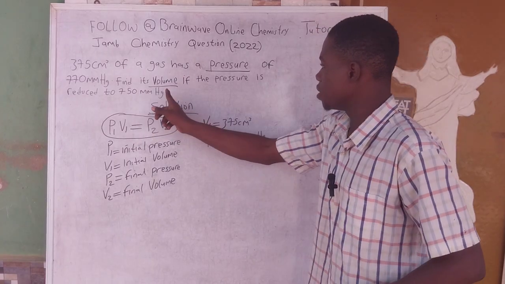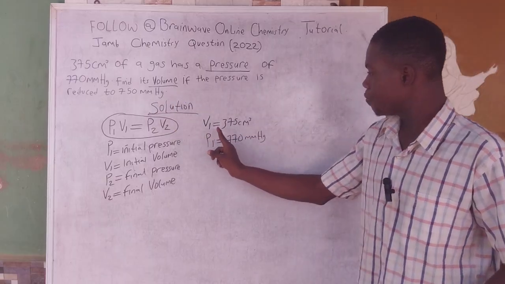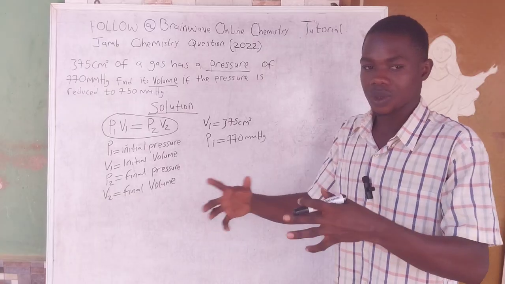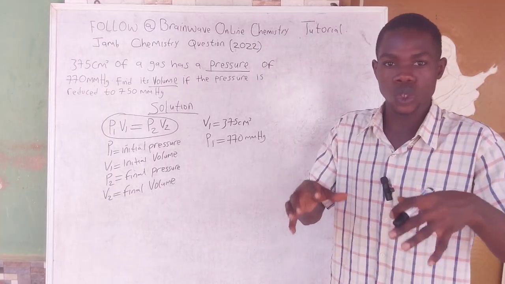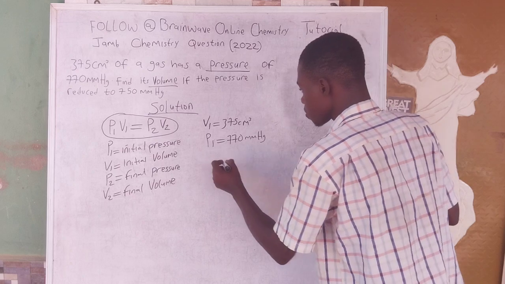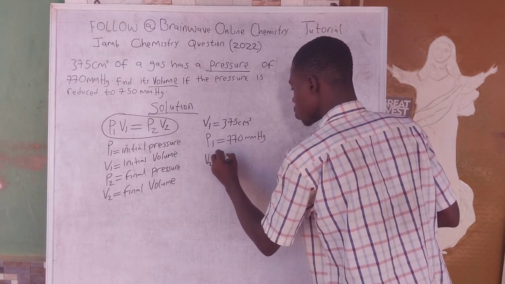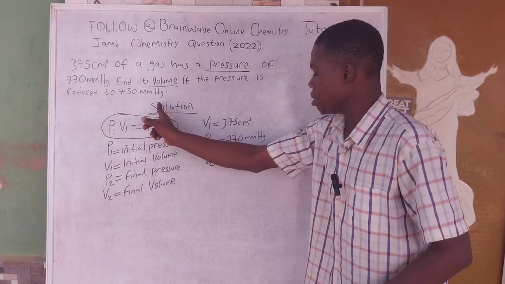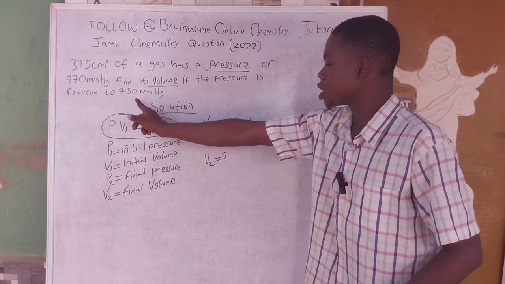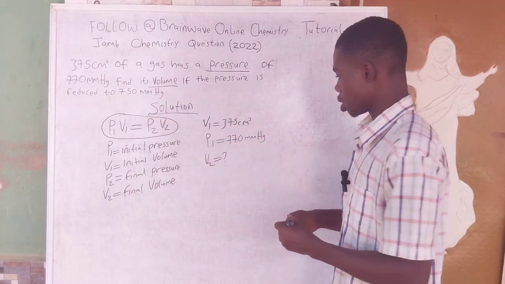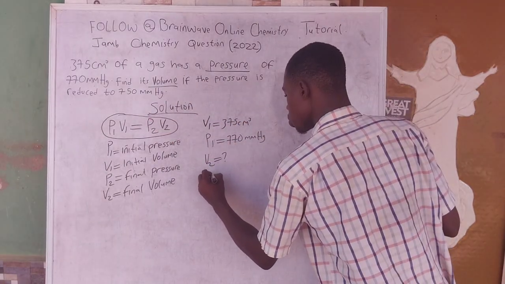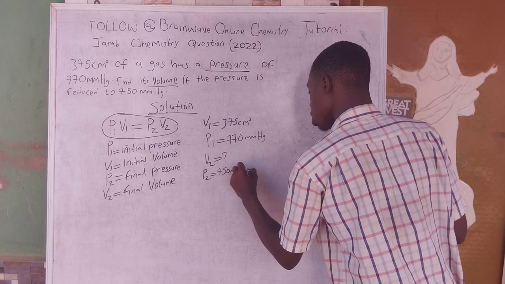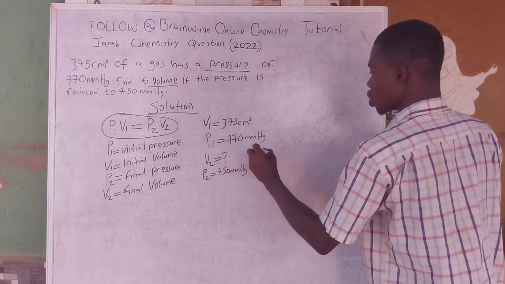Now the question is: find its volume. If V1 was given to us and they are telling us to find its volume, what is the question trying to say? The question is trying to say that we should find V2, which is the final volume. So V2 is equal to, we don't know, that's what I'm looking for. If the pressure is reduced to 750 mmHg, this is our P2, our final pressure. So P2 is equal to 750 mmHg.